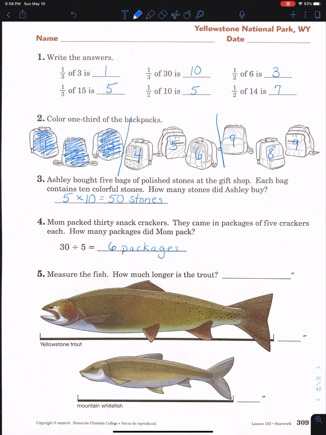Okay, so the Yellowstone trout is 6 inches. And the mountain whitefish is 4 inches. How much longer is 6 inches than 4 inches? Well, you might be tempted to add 6 plus 4 and that equals 10, but that can't be our answer because if the trout is only 6 inches to begin with, it can't be 10 inches longer than the whitefish.